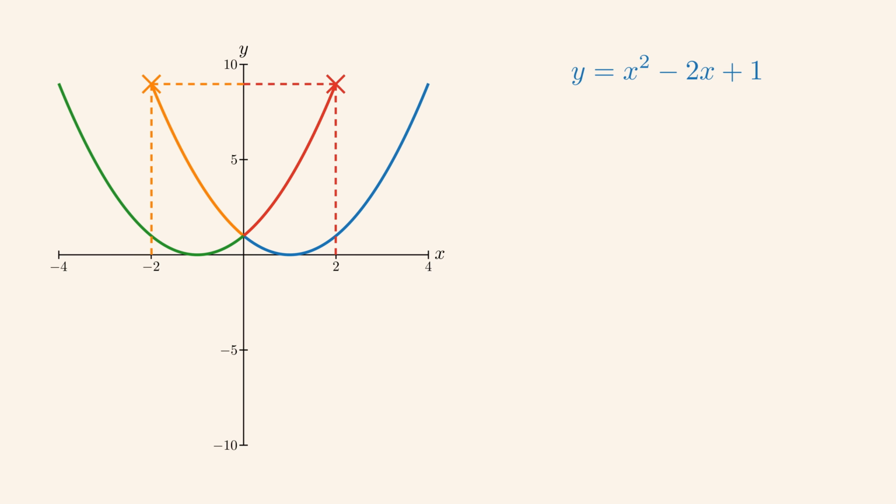In the equation, this reflection is produced by replacing every x with -x. More generally, if the original function is f of x, its reflection across the y-axis is f of -x.